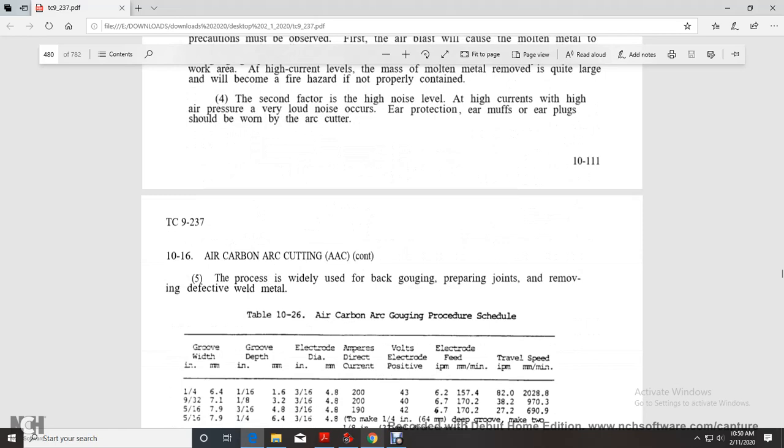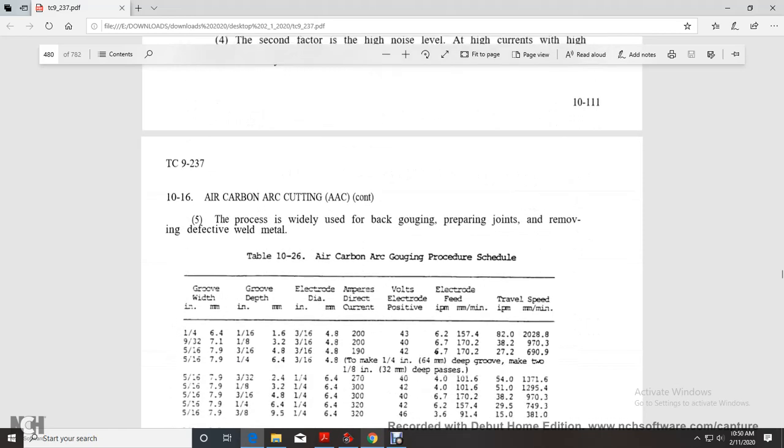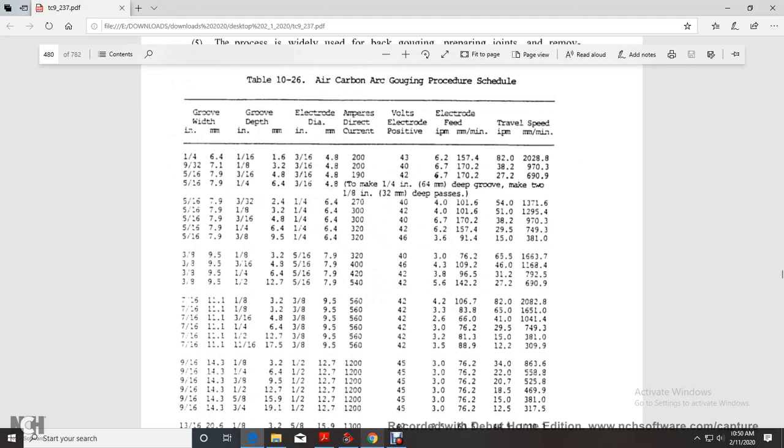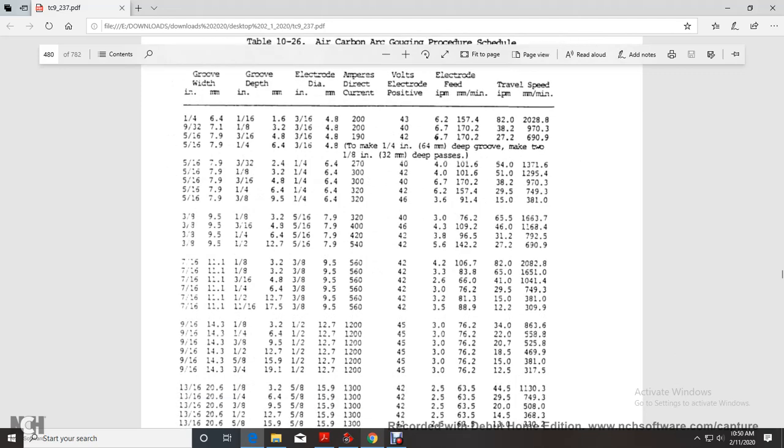The process is used for back gouging, preparing joints, and removing defective welds. Table 10-26 shows the air carbon arc gouging procedure schedule.